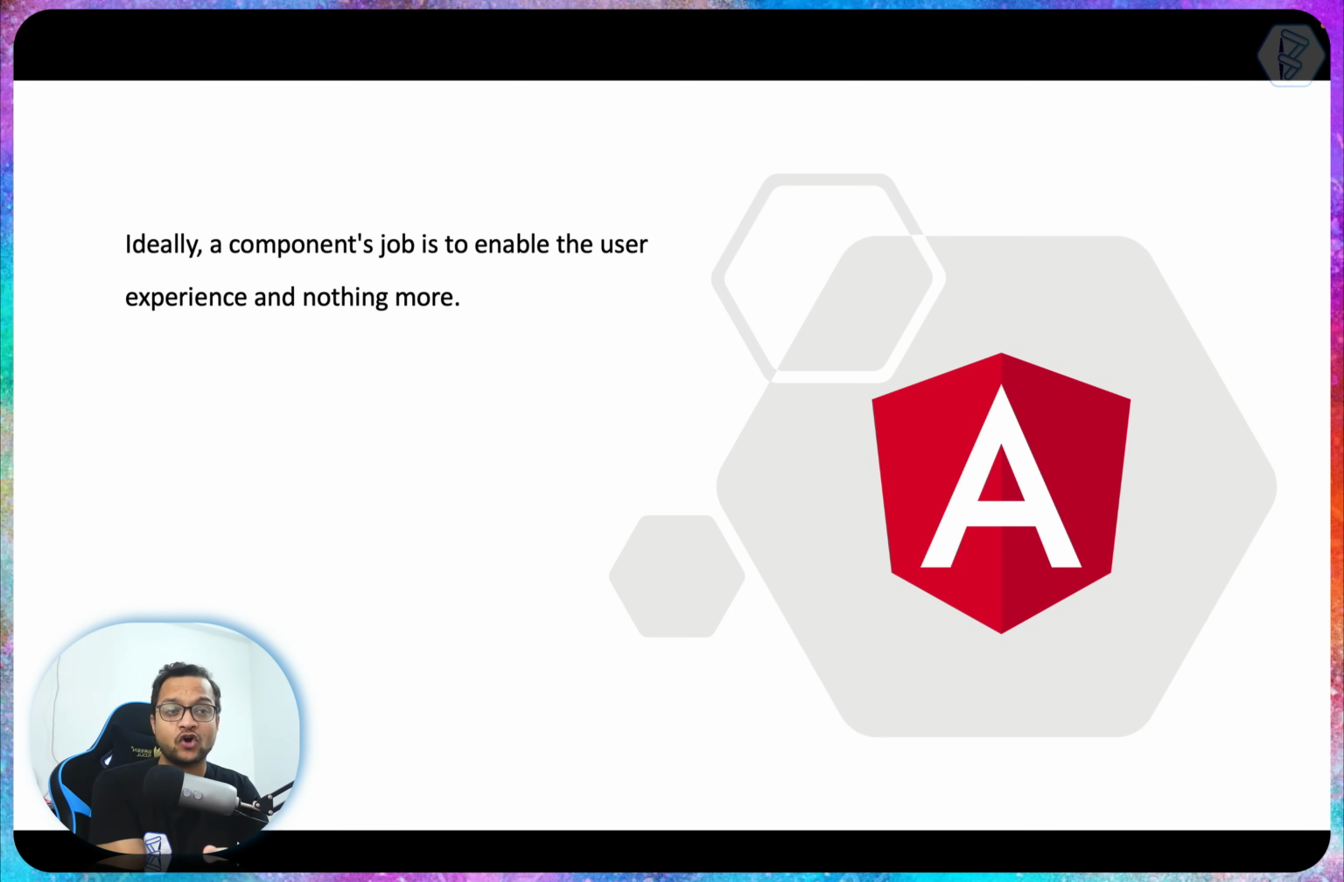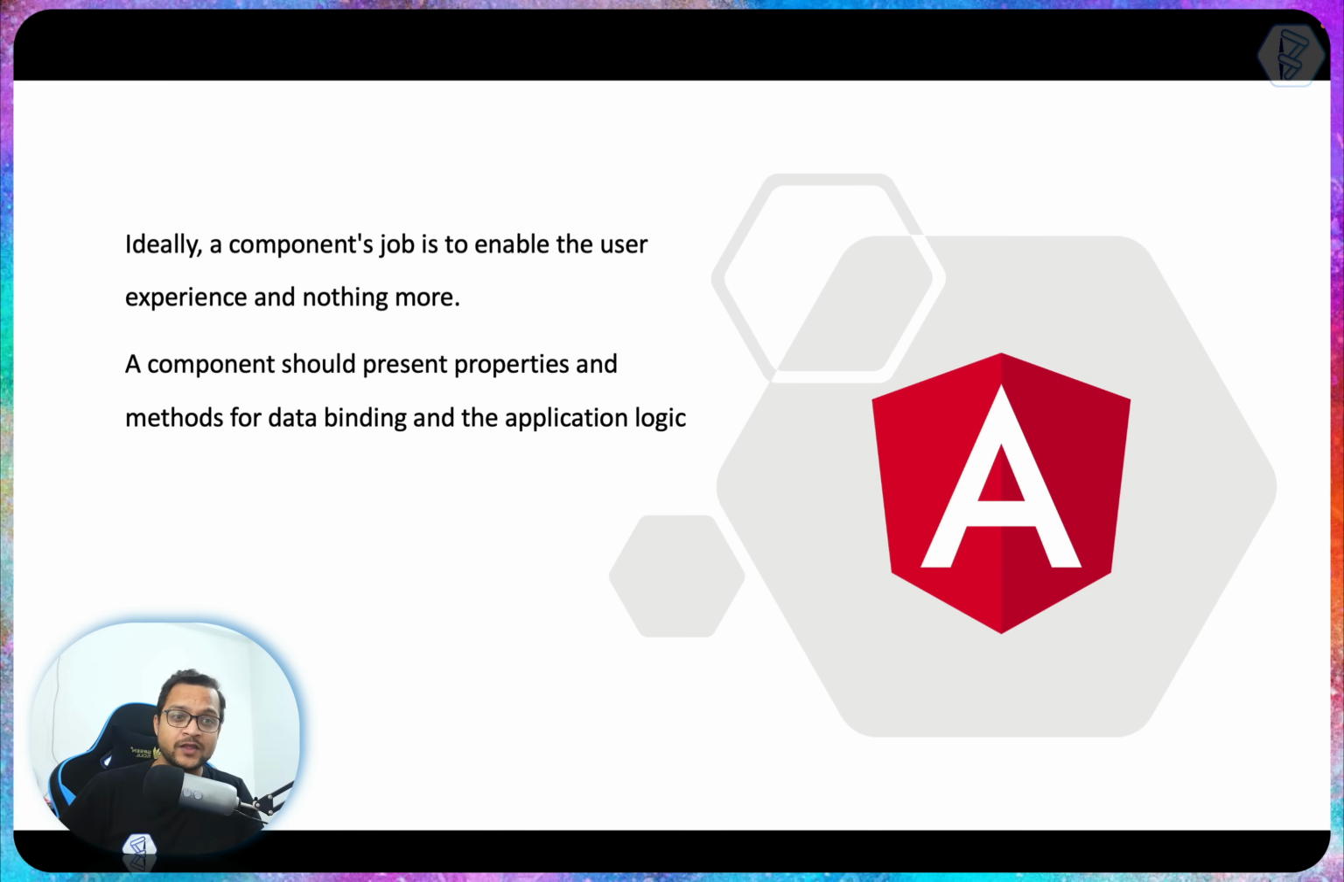Ideally, a component's job is to enable the user experience and nothing more. So our component should be clean and lean. That means it should not do the task of fetching data from any API or from the database. It should not be responsible for a lot of manipulation, calculation and business logic. A component should present properties and methods for data binding and application logic. So what is the core purpose of a component? Just to link the template and the bindings to the data logic.